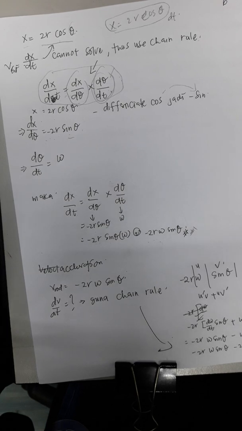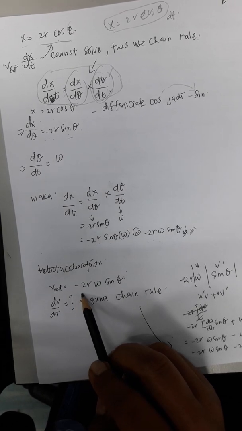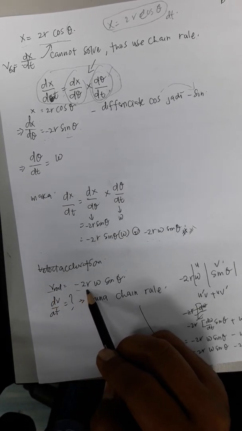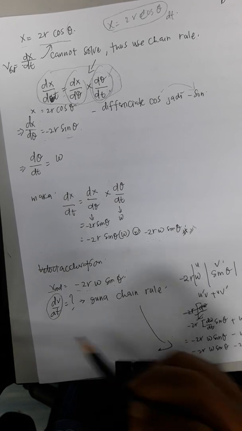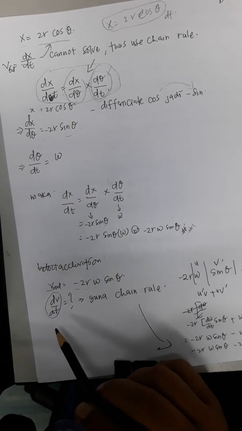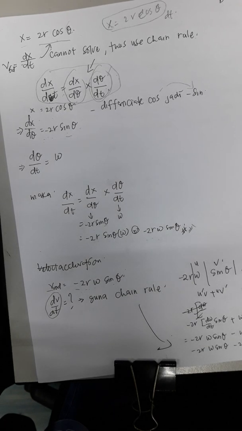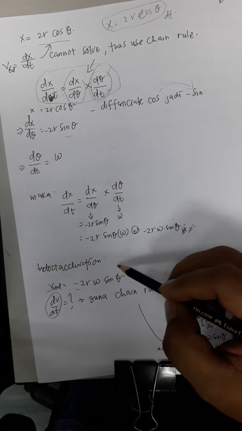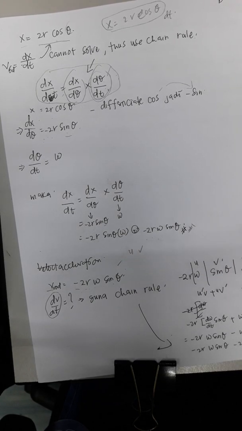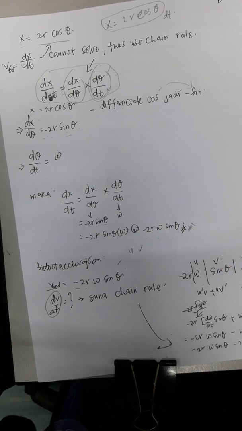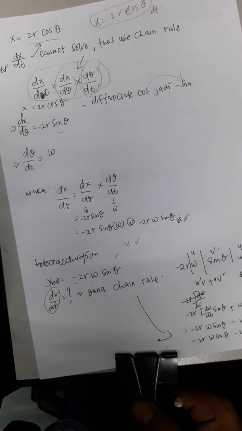Okay, now what about the acceleration? We know that v equals negative 2r omega sin theta. So the acceleration actually is dv over dt. We cannot solve this directly because there is no t inside this equation, so what we have to do is use the product rule, which is uv. Imagine that omega is u and sin theta is v. So u equals omega, u prime equals d omega over dt.